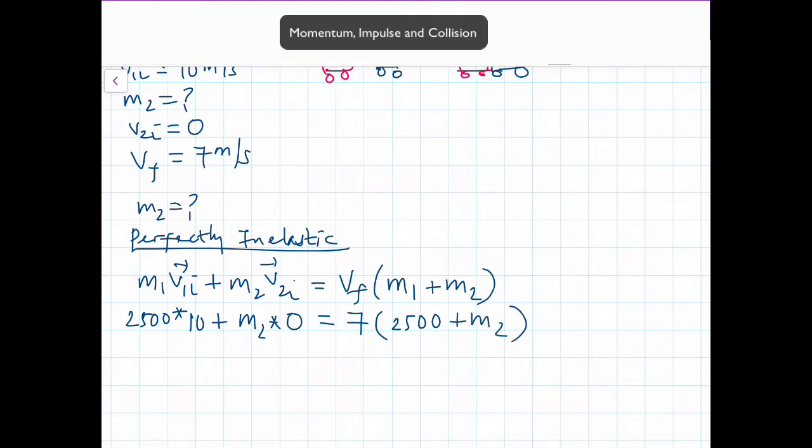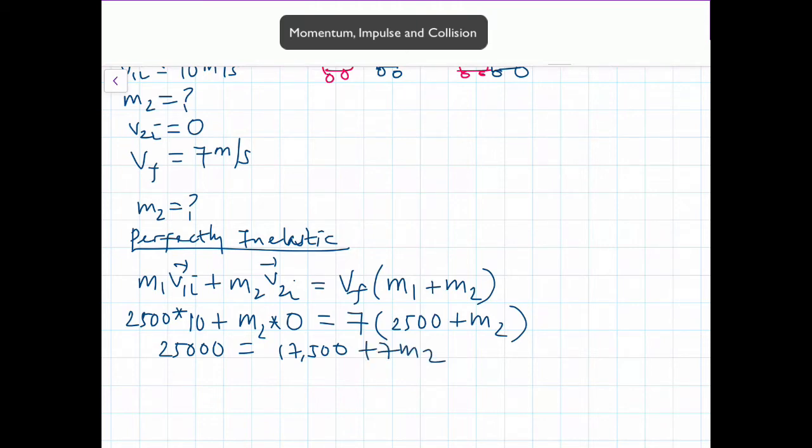So when you multiply this, what you will have is 25,000 equals, this 7 multiplies everything, so 7 times 2500 equals 17,500, plus 7 mass 2.